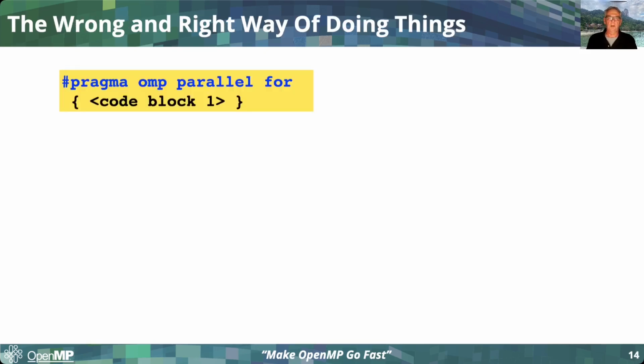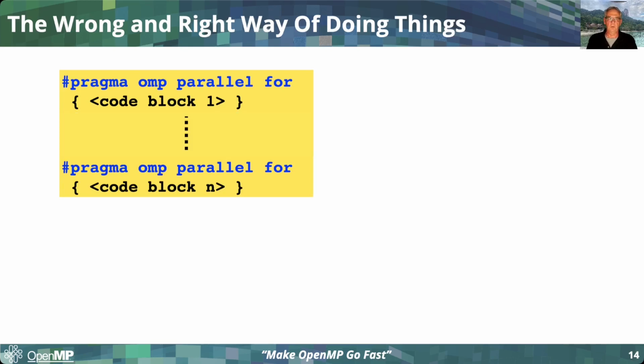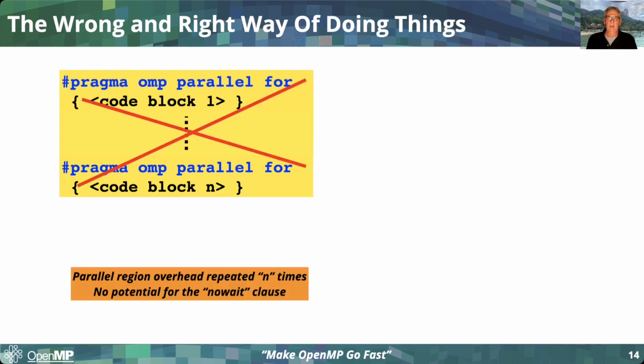So I have a single parallel for, no problem at all. There's a for loop or do loop in Fortran there, no problem at all. But what if this is the structure of my code? I have n loops, and each one has been parallelized with a parallel for loop. A parallel for is a full parallel region, so I got all the overhead n times, and I also can't use the nowait clause, and I have to elaborate a little bit on that.